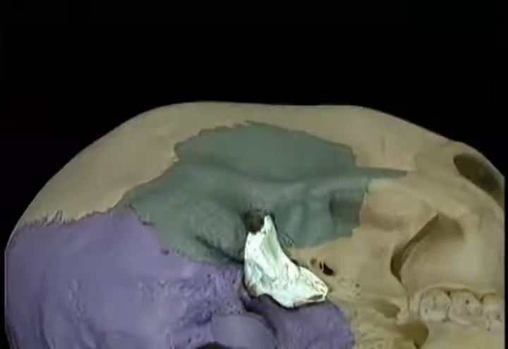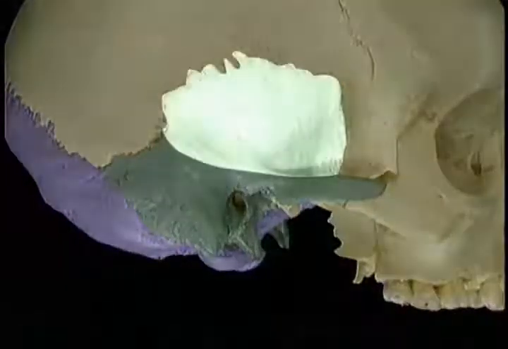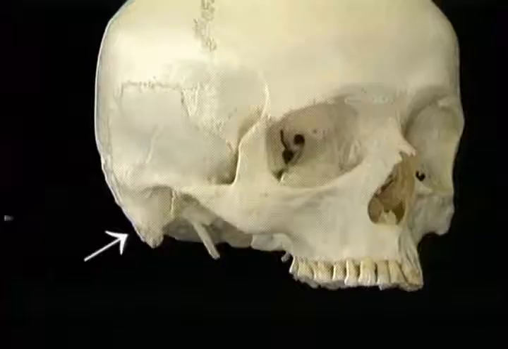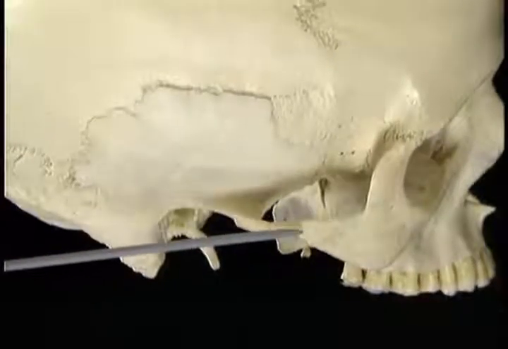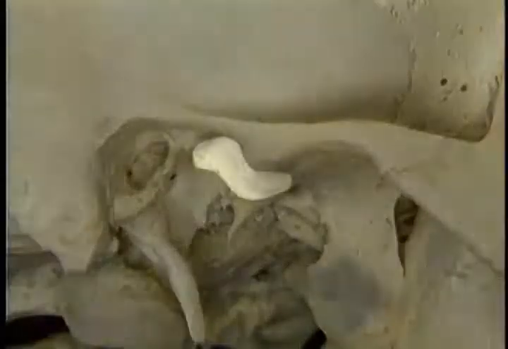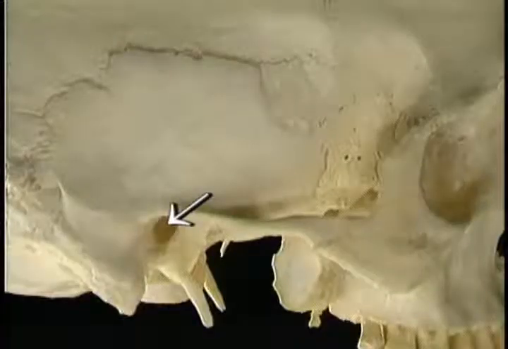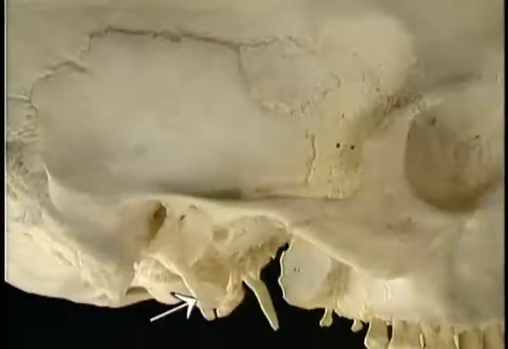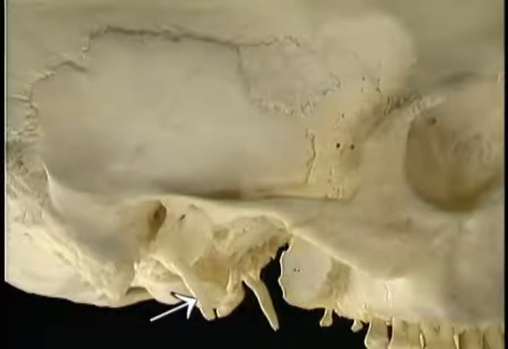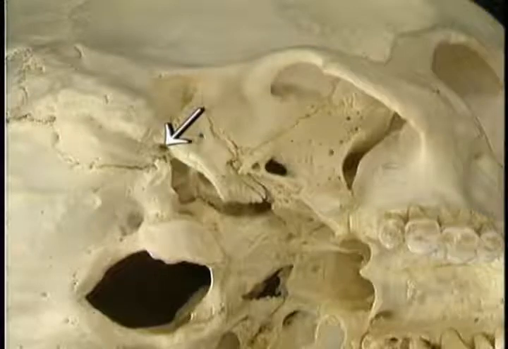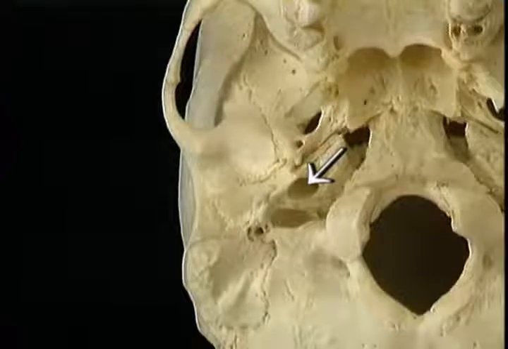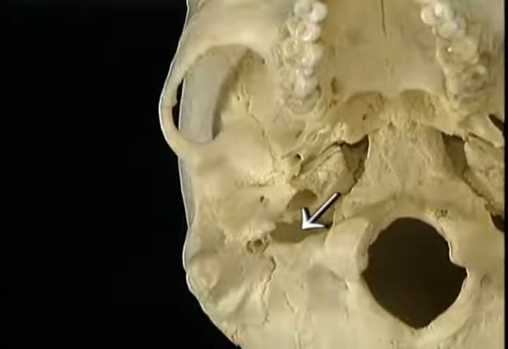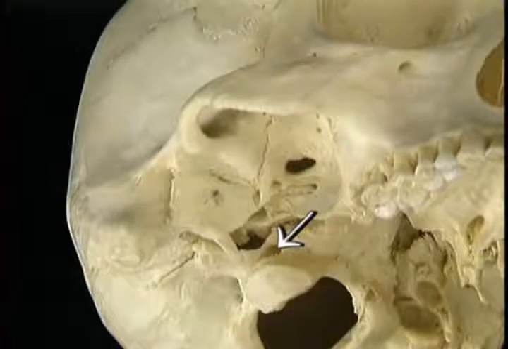On the temporal bone, here's the petrous part and the squamous part. Here are the mastoid process, the zygomatic arch, and the surface for the temporomandibular joint. Here's the external auditory meatus and the styloid process. The stylomastoid foramen, the carotid canal, the jugular foramen, and the hypoglossal canal.